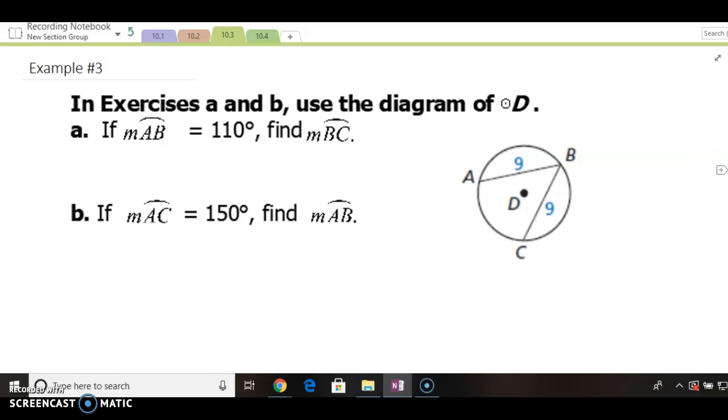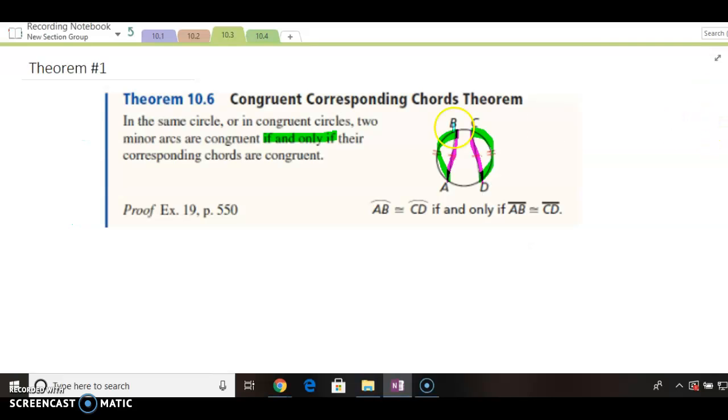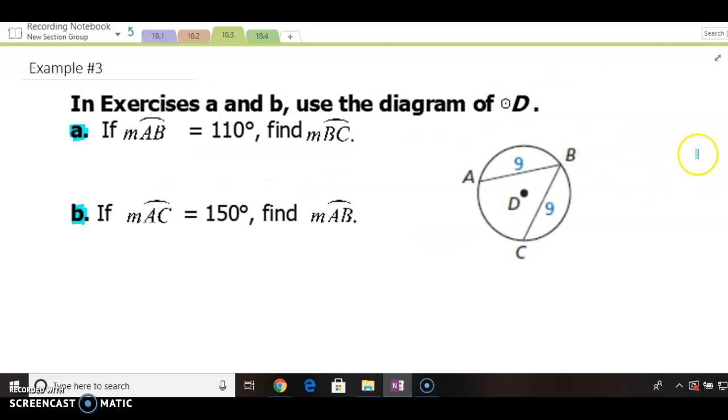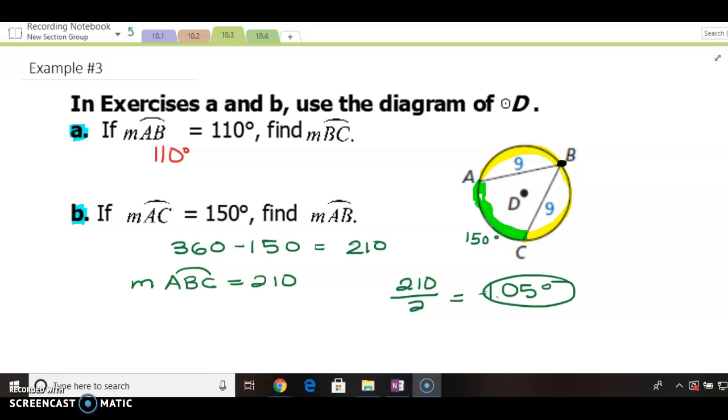All right, I want you to use what we've learned to go ahead and do A and B on your own. You're going to use this theorem right here, the congruent corresponding chords theorem, for both of them. We know that because these chords are the same length, arc AB and arc BC are also going to be congruent.